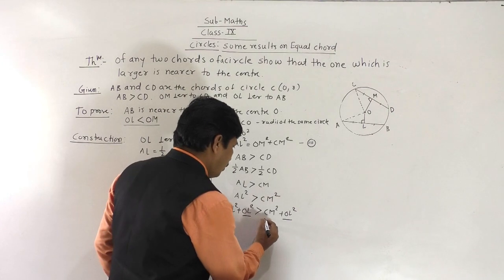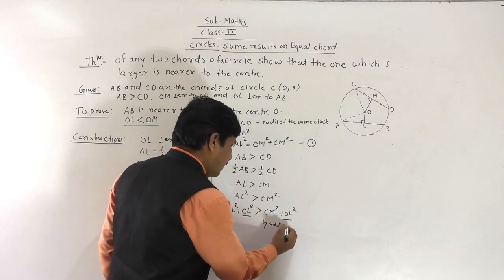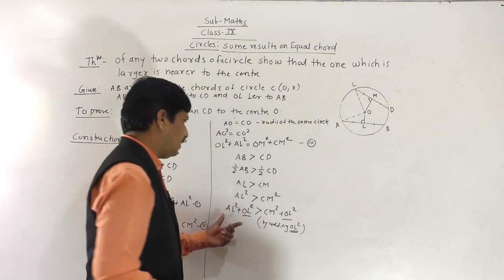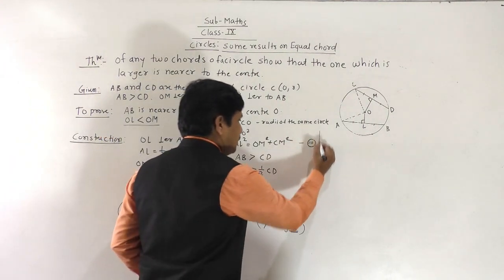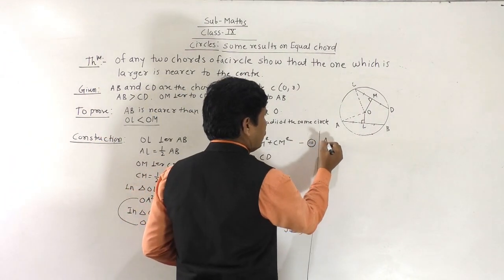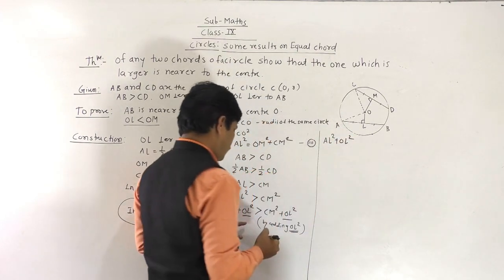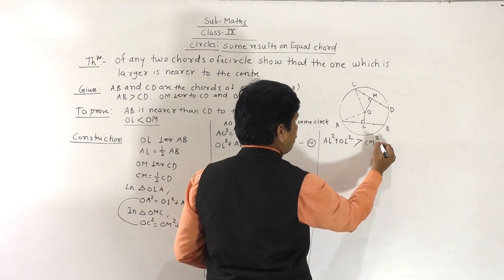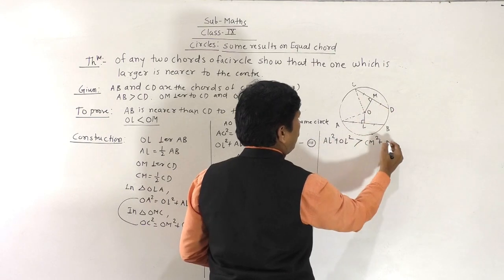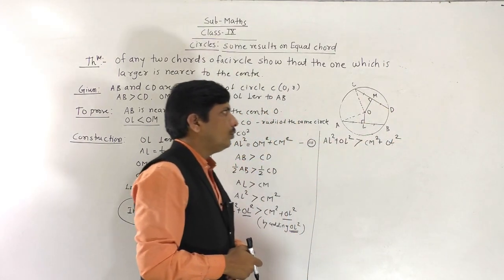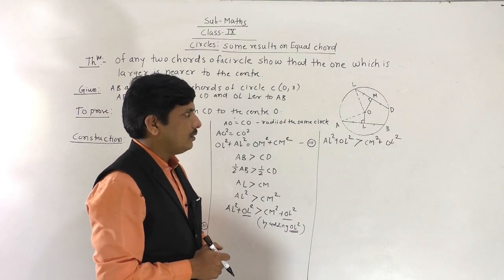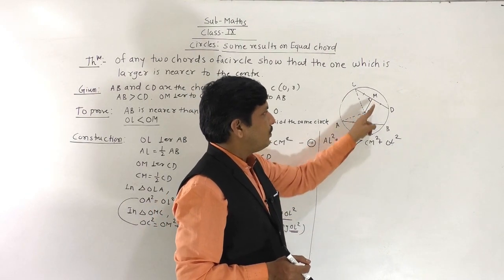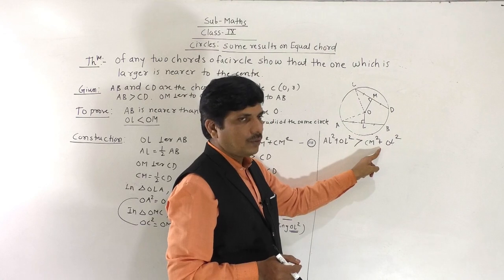Understood? So here we can write, by adding OL square, AL square plus OL square is greater than CM square plus OL square.